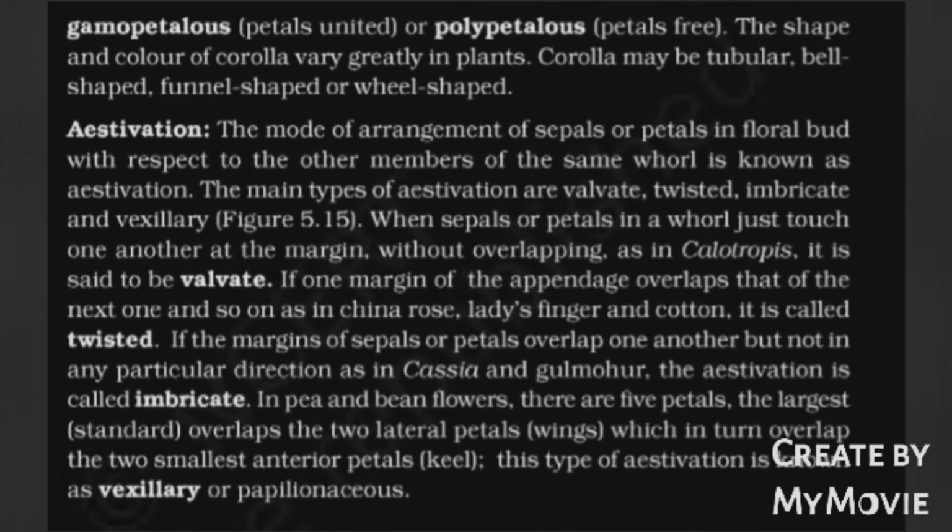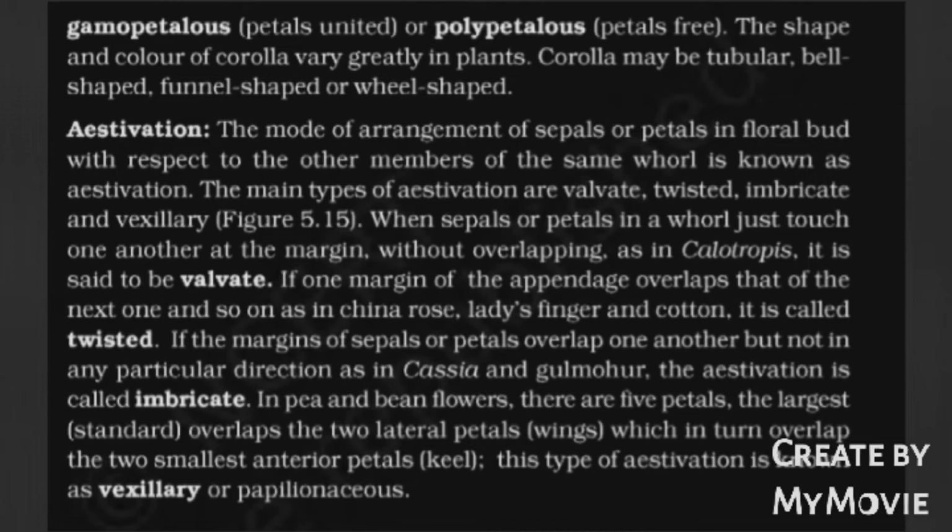The shape and color of corolla vary greatly in plants. Corolla may be tubular, bell-shaped, funnel-shaped, or wheel-shaped. Estivation. The mode of arrangement of sepals or petals in floral bud with respect to the other members of the same whorl is known as estivation. The main types of estivation are valvate, twisted, imbricate, and vexillary. When sepals or petals in a whorl just touch one another at the margin without overlapping, as in calotropis, it is said to be valvate.